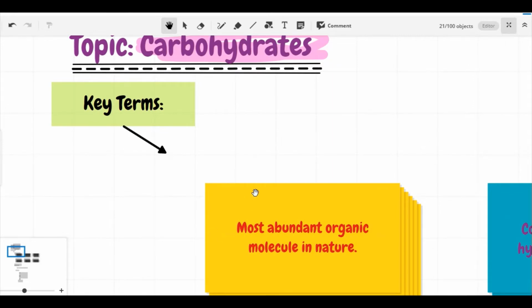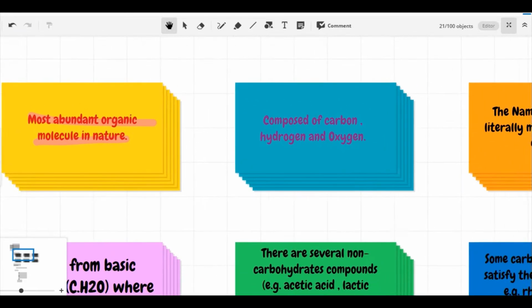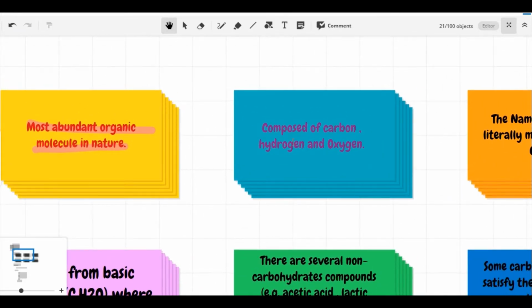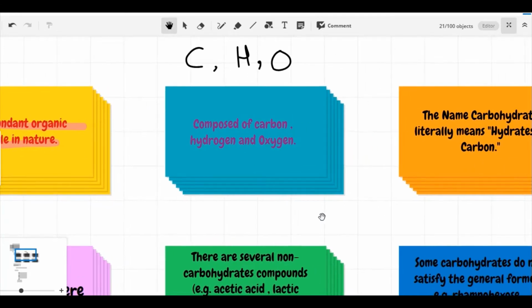First of all, as we know, carbohydrates are the most abundant organic molecules in nature. Okay, so we have to remember that. The second one, here I am going to show you, is that they are composed of carbon, hydrogen and oxygen. As we know, carbohydrates contain carbon, hydrogen and oxygen. We will discuss in detail when we do the mechanisms and all the formulas.